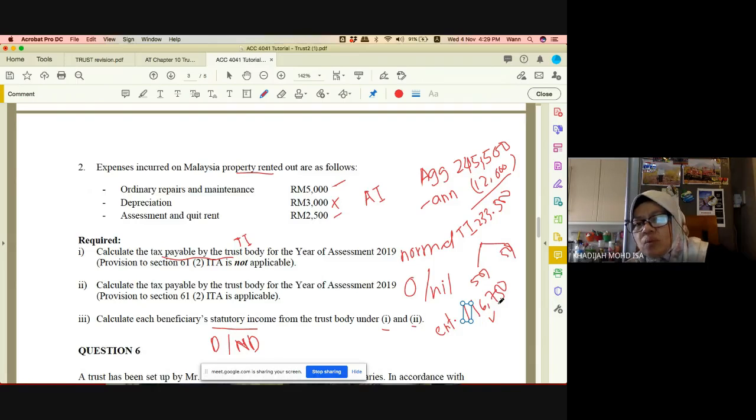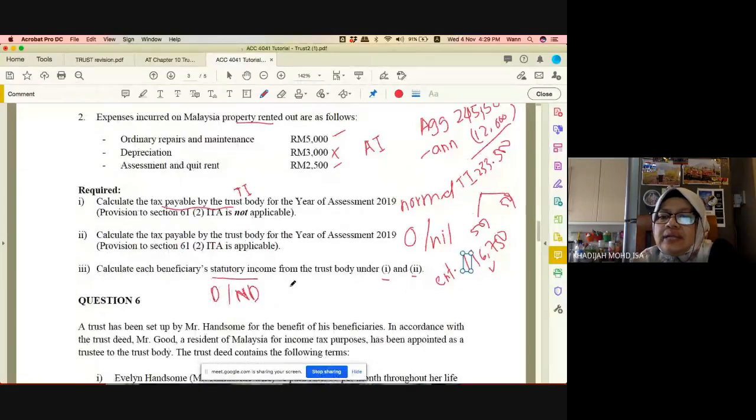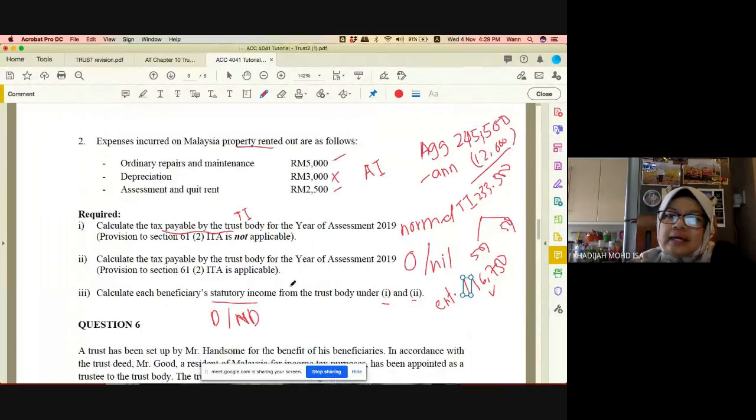Whether you apply 61.2 or you don't apply, the answer is the same. So actually this question is very dia nak test you je lah sebenarnya. Right, so that will be your answer lah for trust total income, which is this one, right? This is your trust total income, and then calculate tax payable is 0.